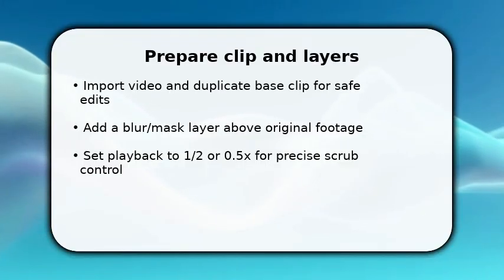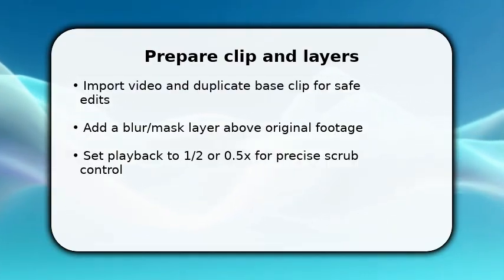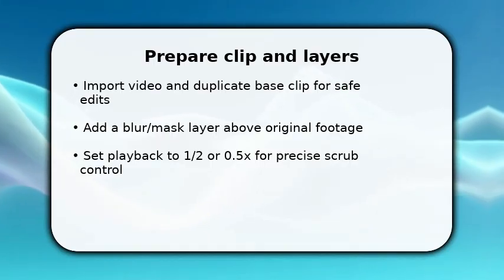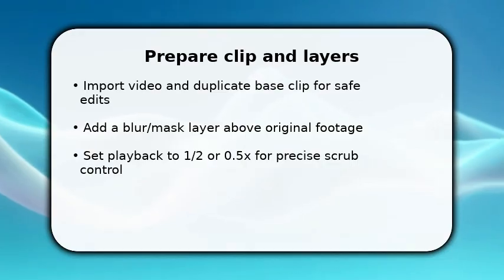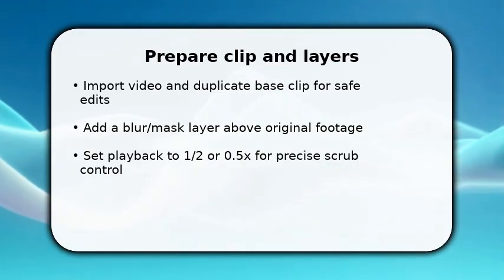You start by importing the footage into CapCut and duplicating the clip so you always have the original. Next, add an overlay track and place a mask or blur layer above the duplicate. This lets you hide writing without altering pixels permanently.